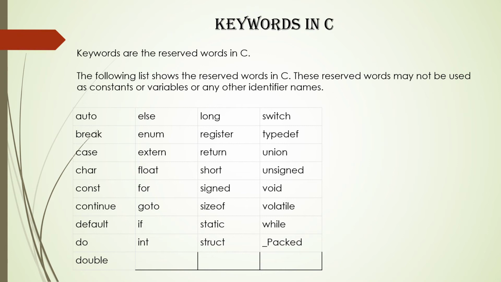So now comes the keywords in C. Keywords are reserved words. These words cannot be used as constants or variables or any other identifier names. Here I have mentioned the list of keywords available in C. So auto, else, long, switch, break, enum, all the reserved words in C, like all the data types, float, int, char, and these are for, goto, sizeof, these are reserved words which are inbuilt. We can see that these are keywords in C.